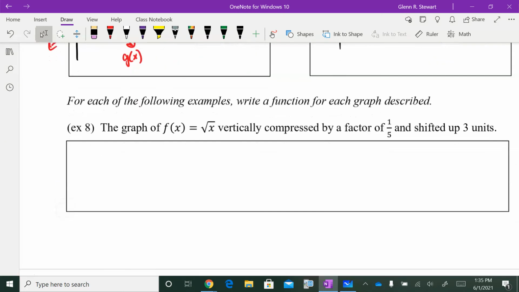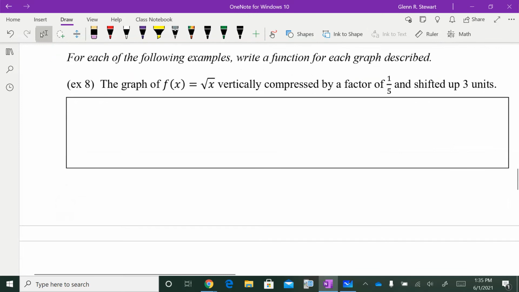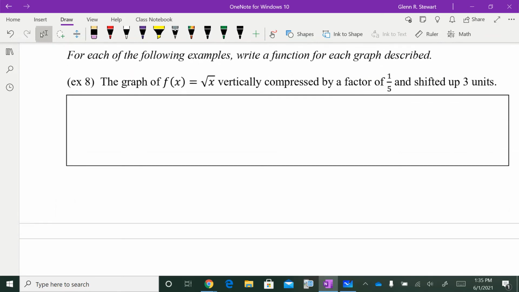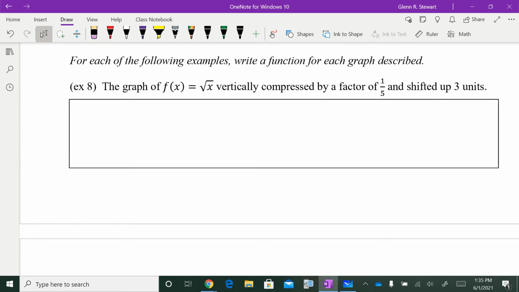The other skill set is what happens if you're not given the equation? What happens if you're just given the words? Can you create the equation? So take a look at this, example 8. It says the graph of f of x is equal to the square root of x. It's vertically compressed by a factor of 1/5, and then we shift up 3 units. So first off, we're going to start with that parent function. f of x is equal to the square root of x.